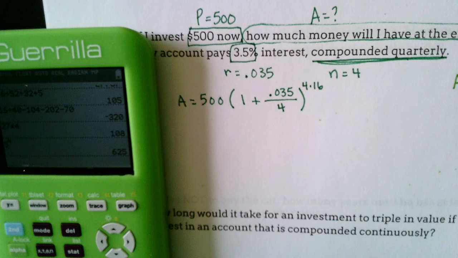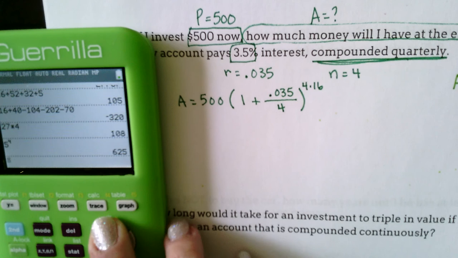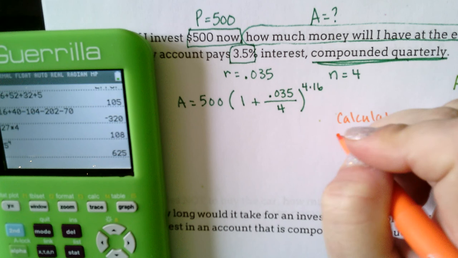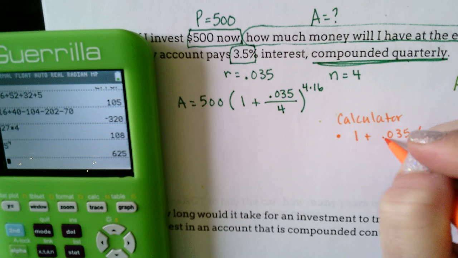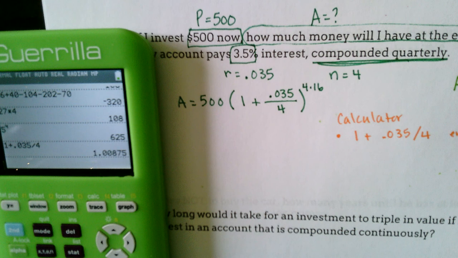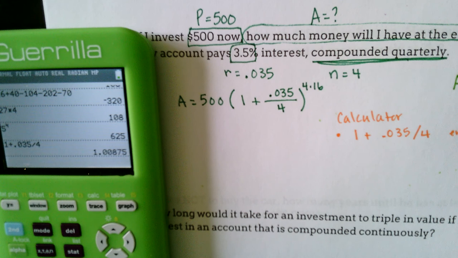So let's get some calculator steps written down so that we remember how to do this in our calculator without writing down all the steps. So the first thing I'll do in my calculator, I will do 1 plus 0.035 divided by 4, and then I'm going to hit enter or equals. So 1 plus 0.035 divided by 4, enter. And I don't know, if I'm taking a test, I'll probably write those numbers down just in case my calculator does something weird, so that I can get partial credit. But when I'm just working, I'm probably not writing those down.